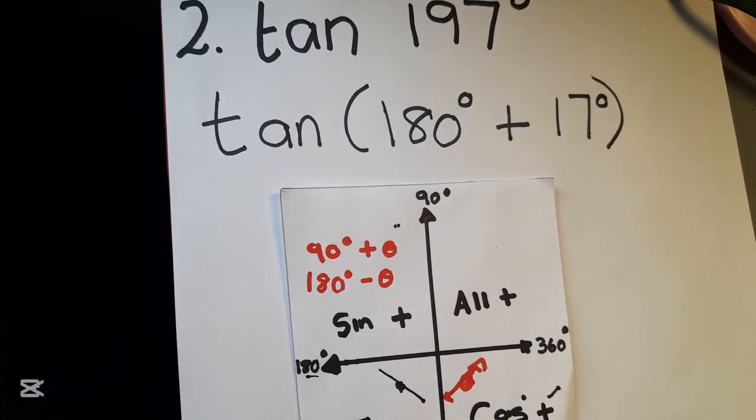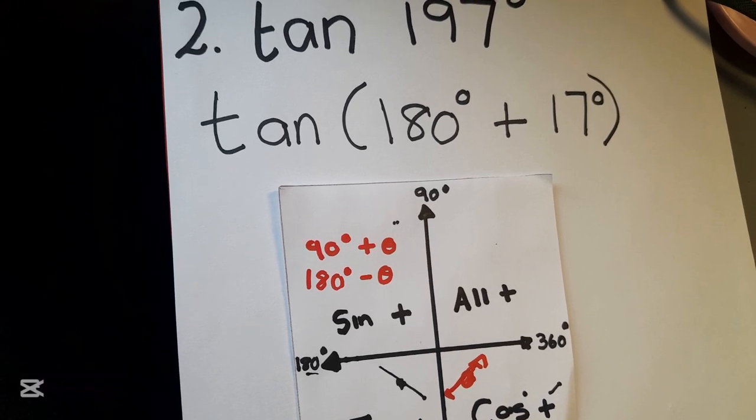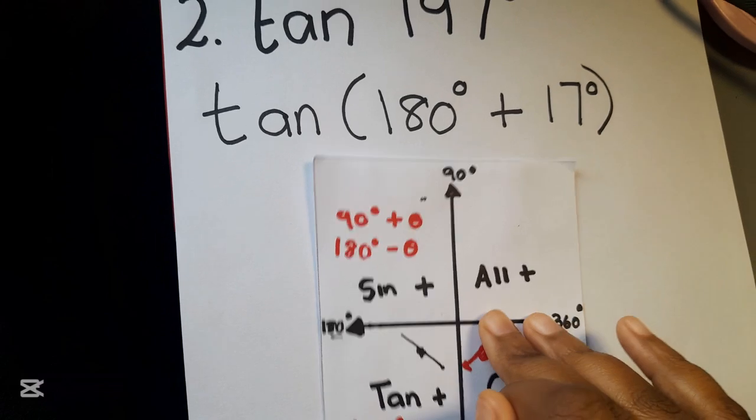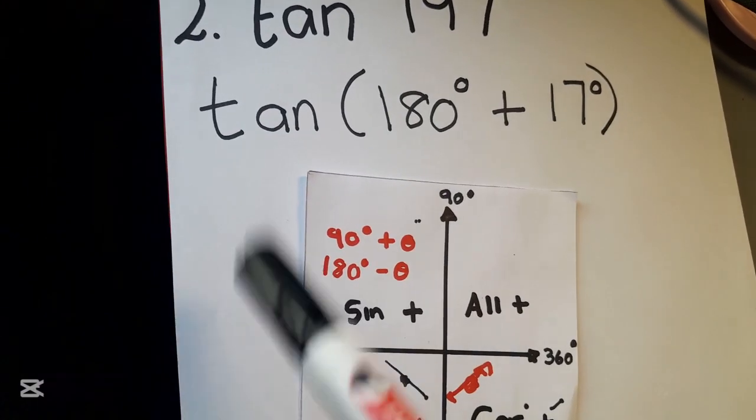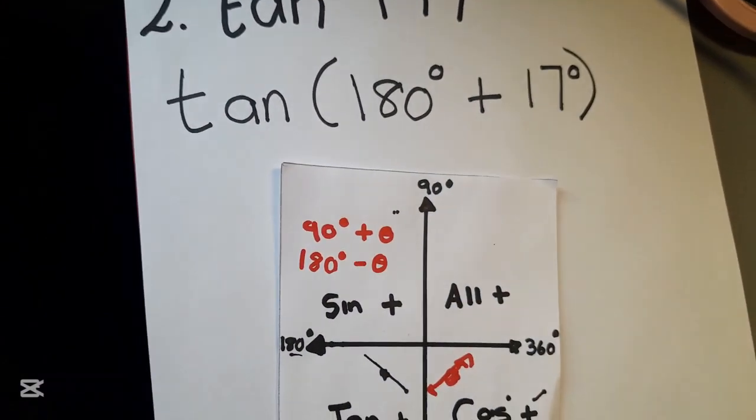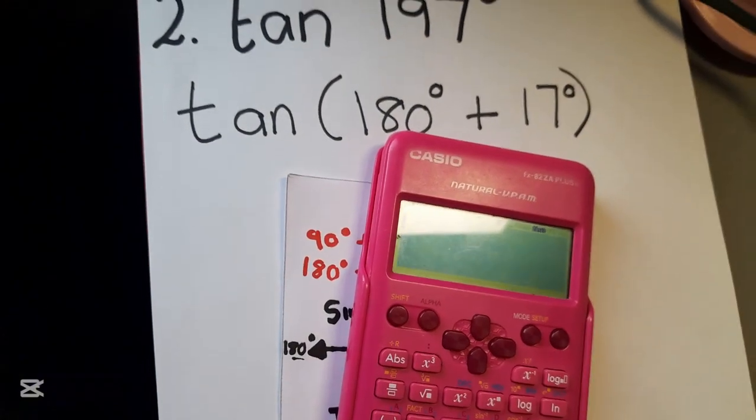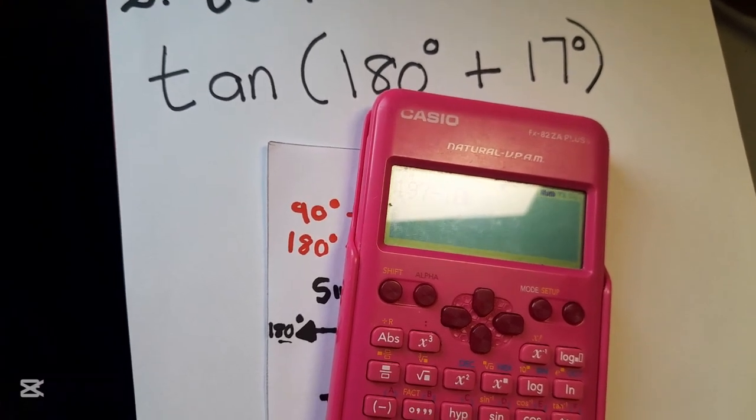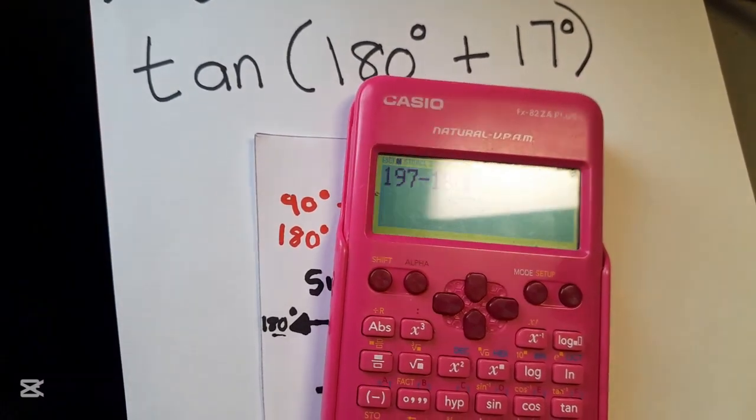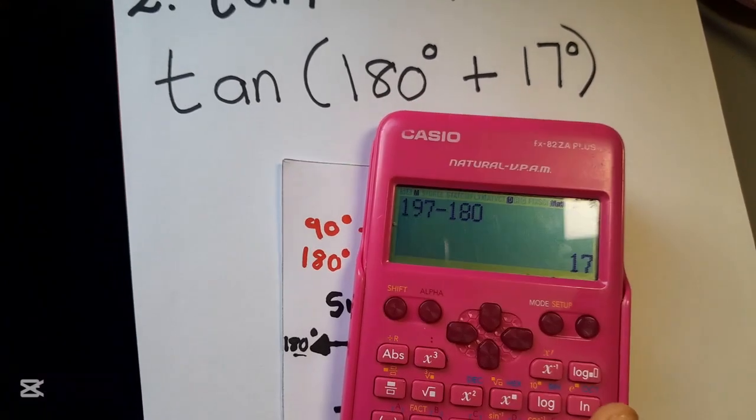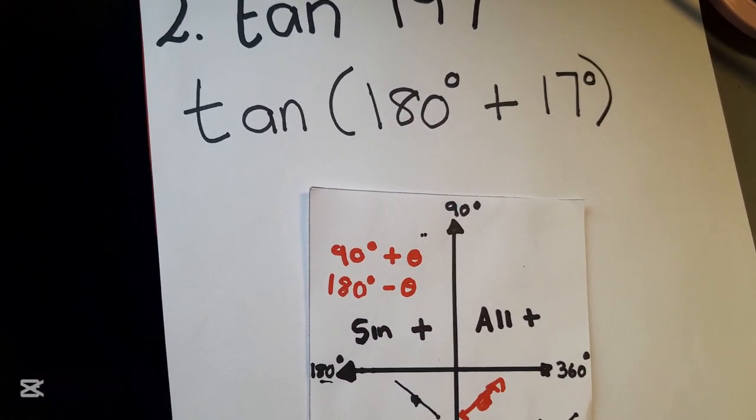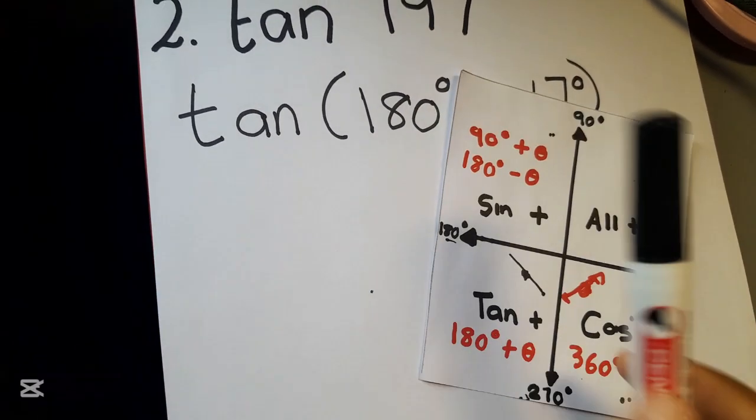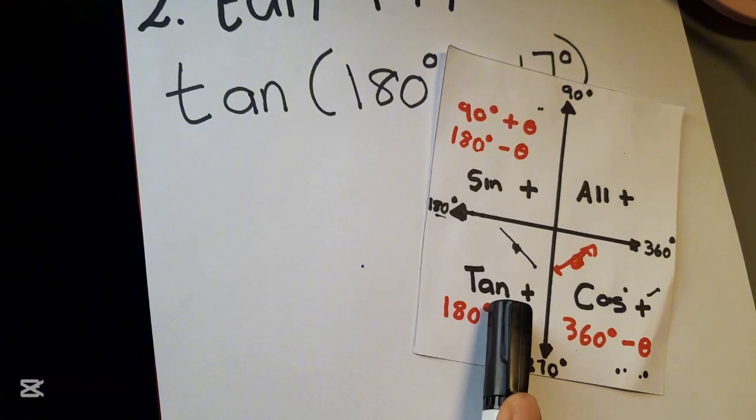Since it lies in the third quadrant, we know that it's 180 degrees plus theta. So we're going to say tan of 180 plus, and to find this 17, we say 197 minus 180 degrees. 197 minus 180 gives us 17. Which is why we finally ended up with tan of 180 degrees plus 17 degrees. It's because tan is positive in the third quadrant.